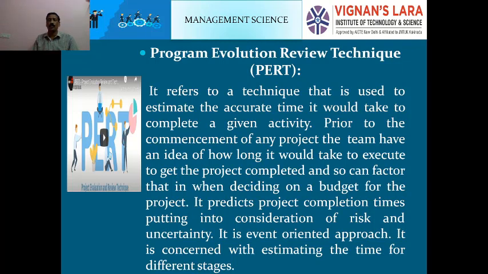It is an event-oriented approach. It is concerned with estimating the time for different stages. That is, it predicts the project completion period. For example, how much total period will be taken by the project. For example, it will take 1 month or 45 days, etc., which can be decided with the help of PERT. It can also estimate or determine risk and uncertainty while executing the project. Additionally, it can estimate the time in different stages, that means different milestones or tasks.